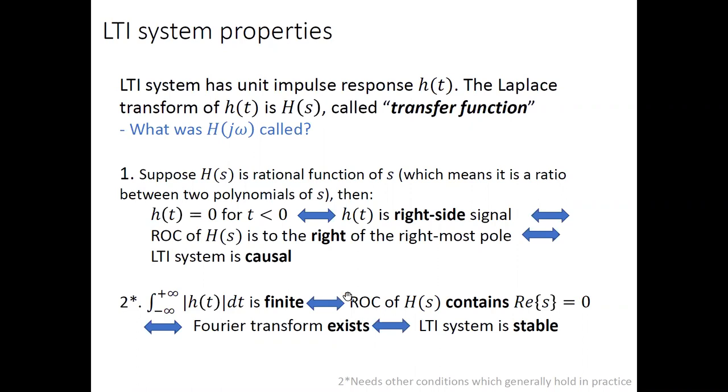And there is a remark that for this equivalence to hold, there need to be other conditions which I didn't elaborate. But those conditions generally hold in practice, and we assume that they always hold in the scope of our class. So that's why these conditions are not mentioned. We can just take these statements as equivalent to each other. In particular, to judge whether an LTI system is stable, we also have an alternative criterion: whether the Fourier transform exists, or whether the ROC contains the imaginary axis.